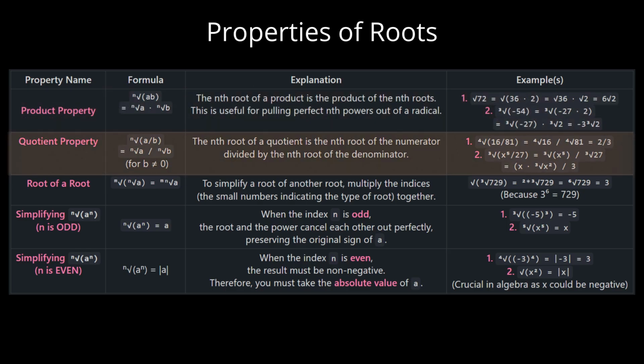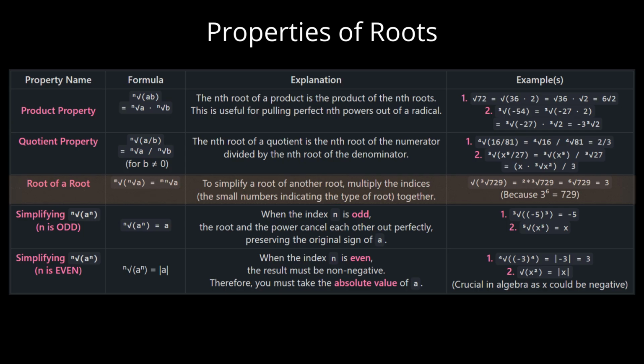Next, we have the quotient property, which is just like the product property, but for division. It states that the root of a fraction is the same as the root of the numerator divided by the root of the denominator. Let's look at the first example, the fourth root of 16 over 81. We can split this into the fourth root of 16 on top and the fourth root of 81 on the bottom. The fourth root of 16 is 2, and the fourth root of 81 is 3. So our answer is simply 2/3.